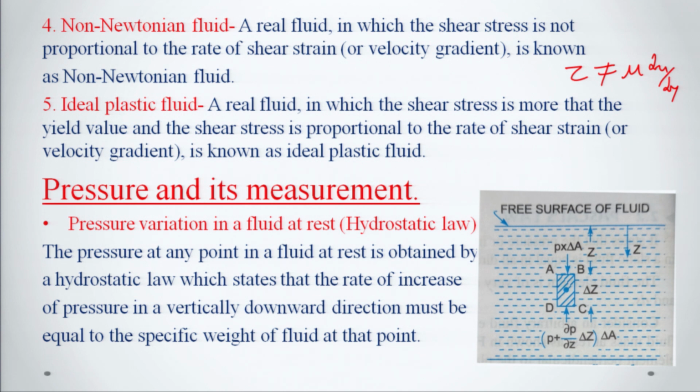So, here we have a point inside a liquid. The pressure at any point in a fluid at rest is obtained by hydrostatic law. And what is hydrostatic law? Hydrostatic law states that the rate of increase of pressure in vertically downward direction must be equal to what? A specific weight of the fluid at that point.